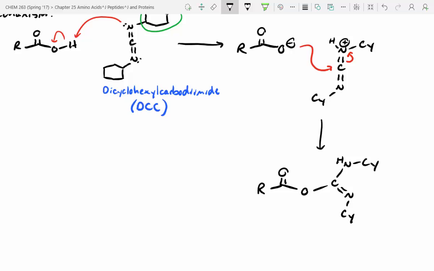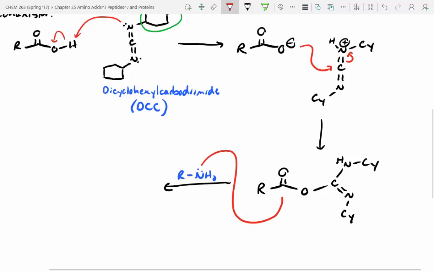And we're starting to convert that oxygen into a better leaving group, but we have to do a couple of transfers first. So the next step involves addition of your amine. So I'll call this RNH2 and I'll label it as blue so we can keep track of everything. So we're going to kick this up and attack that carbonyl.